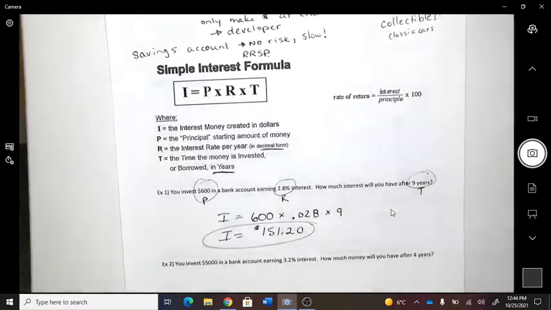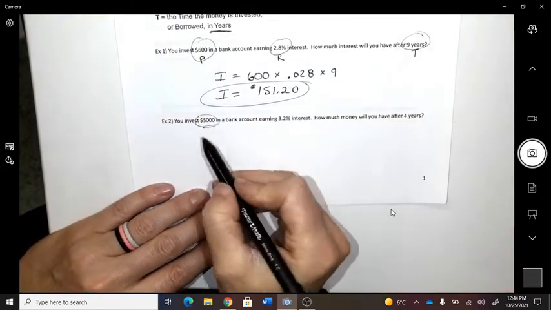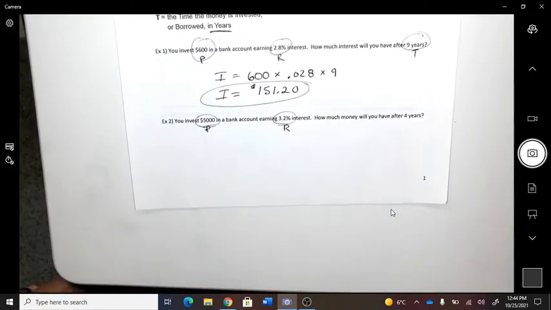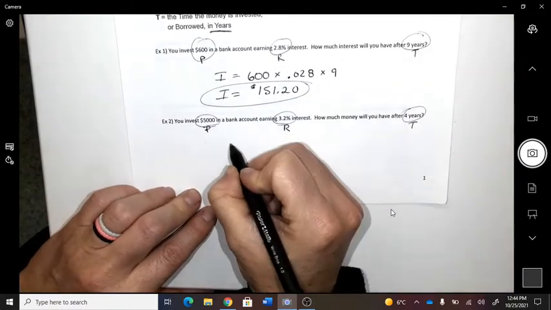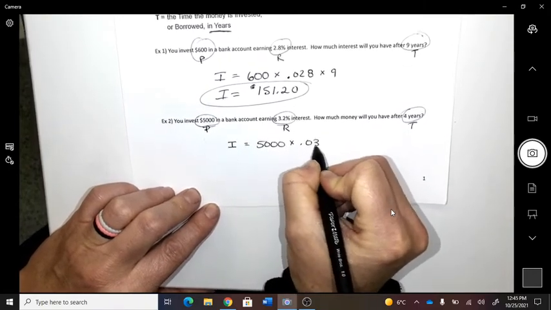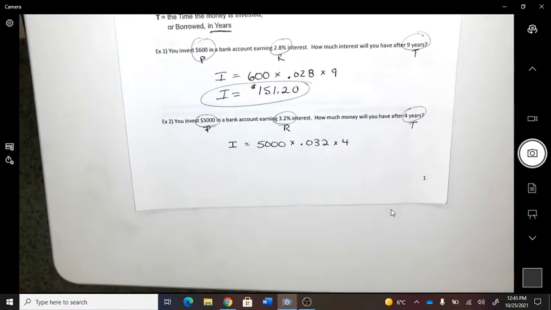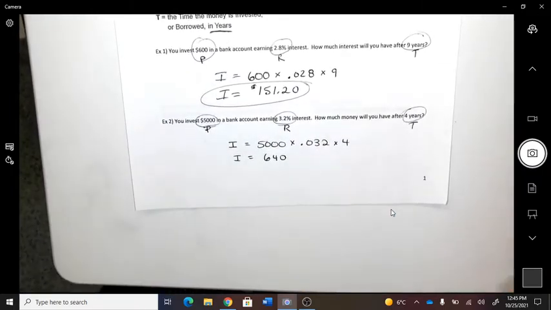Okay, number two, almost the same question but a different ending. You invest $5,000 principal into a bank account. 3.2% is your rate, and 4 years is your time. So here we go. Interest equals P times R as a decimal times time. Same idea. Are you getting 640?